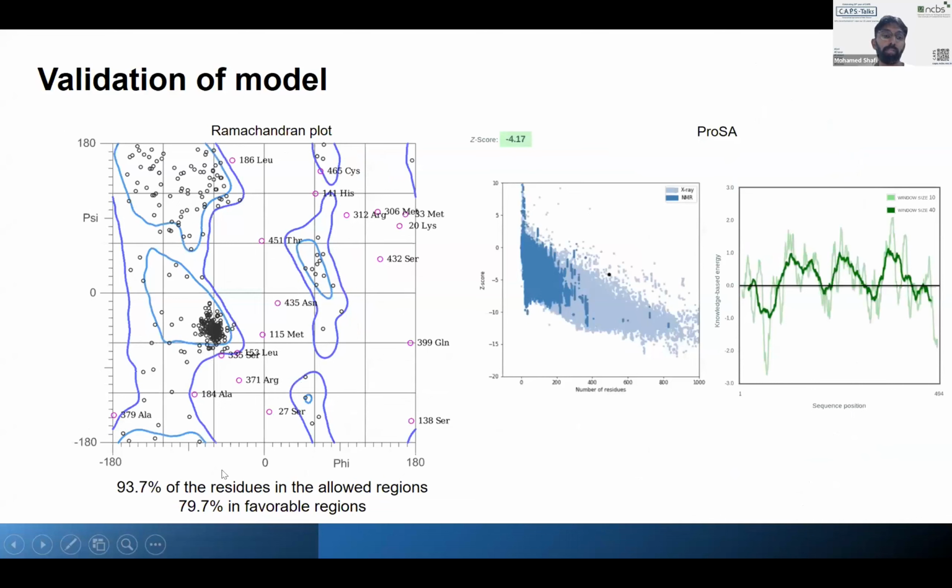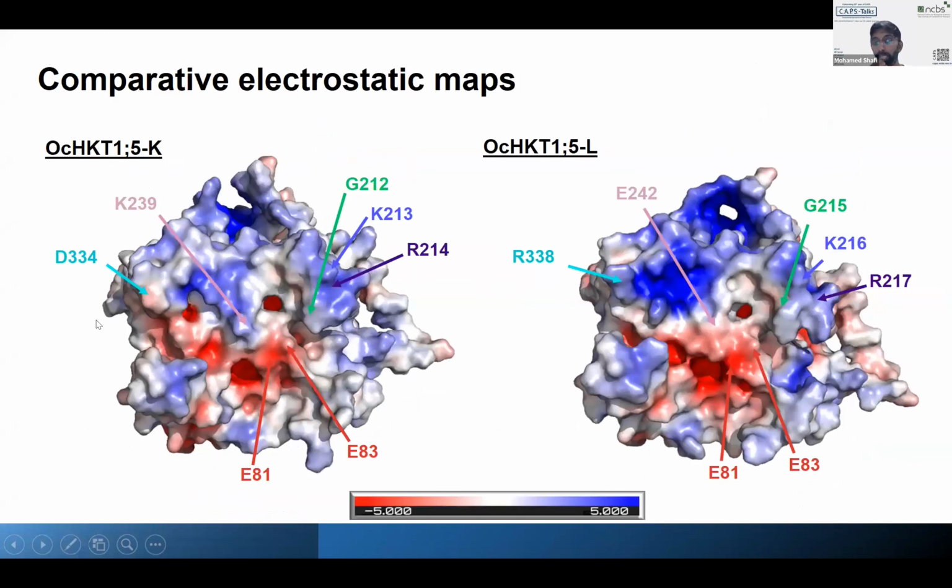We validated this model, and we found that 93% of the residues are in the allowed region. We also validated with PROSA, and we applied an electrostatic map to both proteins. Here is the pore region, and just over the pore region we have a positively charged residue, lysine. So we can expect that when a positively charged ion like sodium comes to the pore region, because of this positively charged residue it will repel.